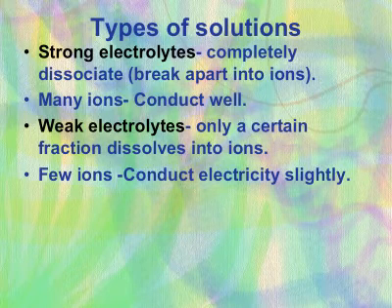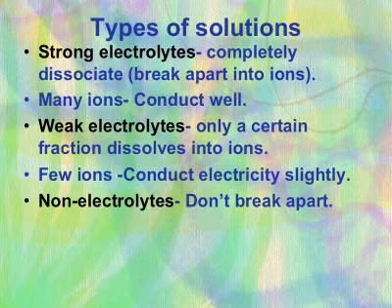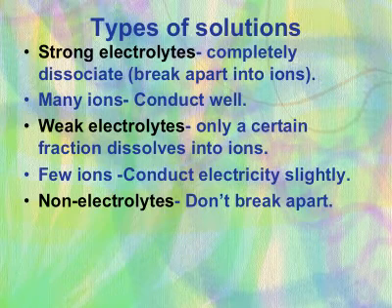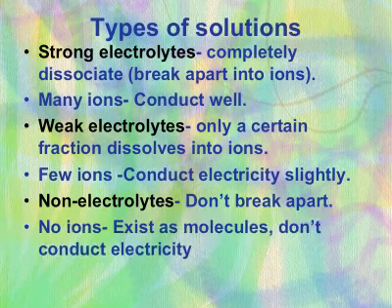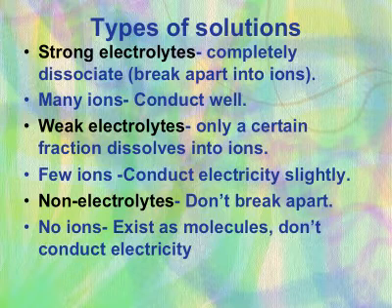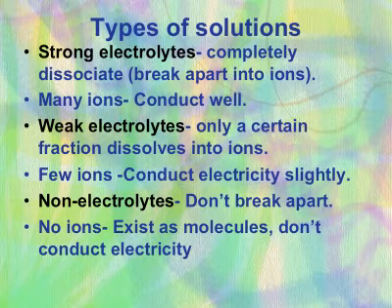And then we have something called non-electrolytes. These do not break apart at all. So if we have no ions, we are not going to be able to conduct electricity. So we have strong electrolytes that completely break apart, weak electrolytes that kind of break apart, and then we have non-electrolytes that won't break apart at all.